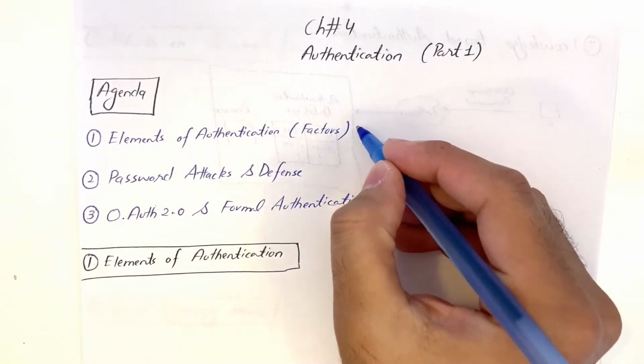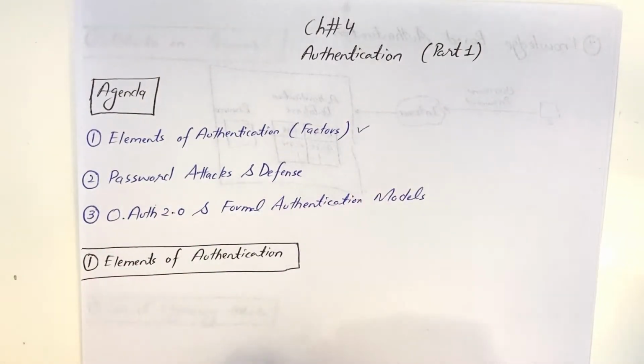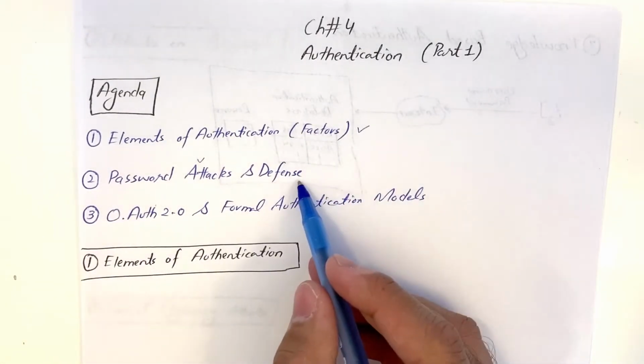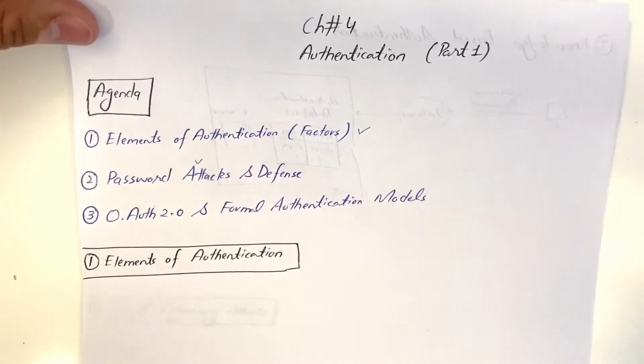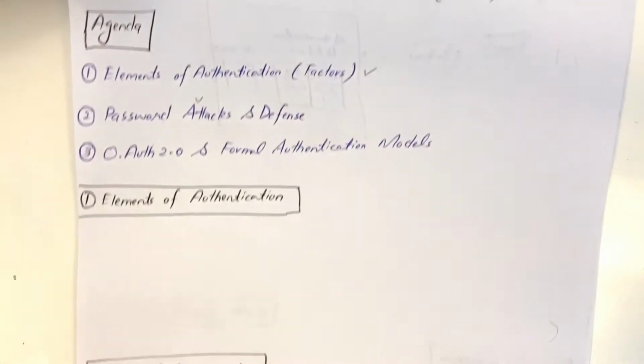to talk about elements of authentication. Specifically, we will discuss one factor, that is knowledge-based authentication, and specifically we'll discuss few probabilistic password attacks. We'll discuss the defensive schemes in the next video. So let's start with our first agenda item, elements of authentication.